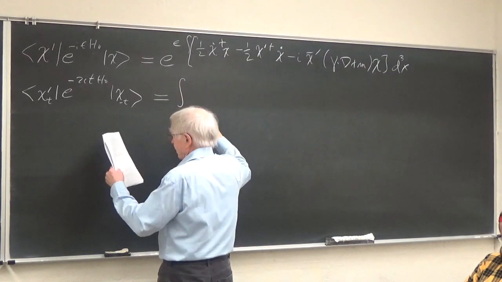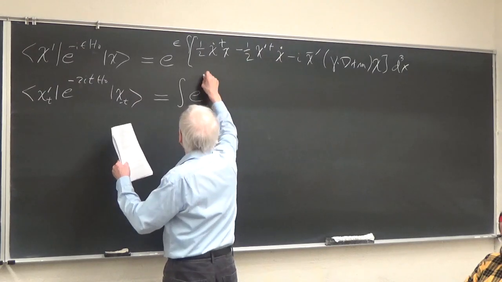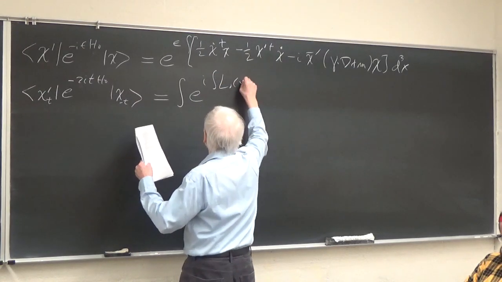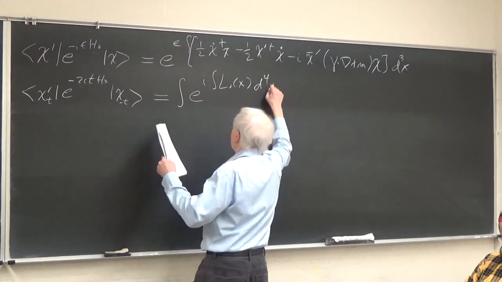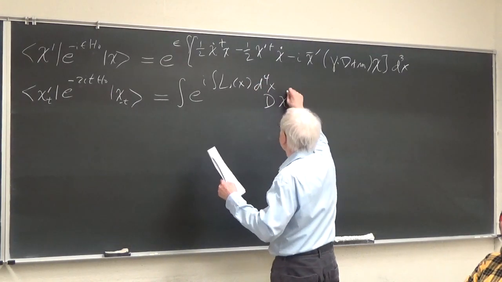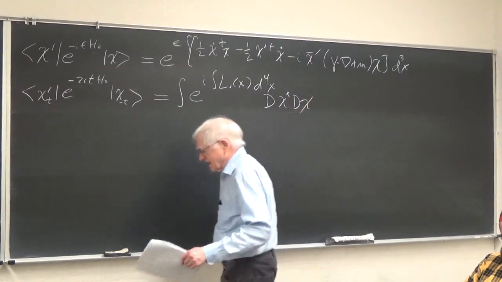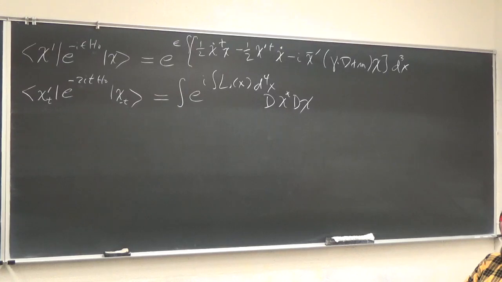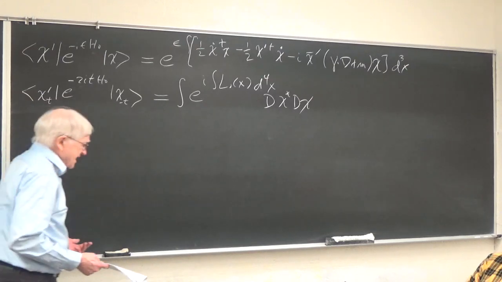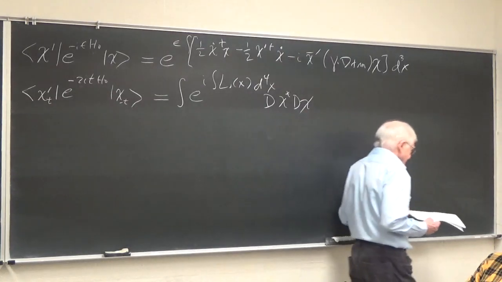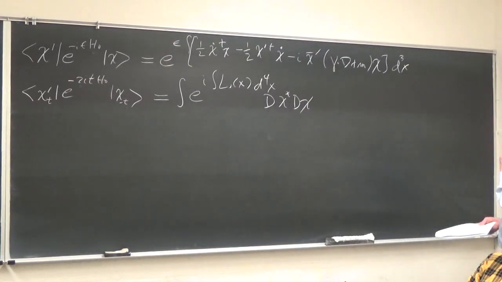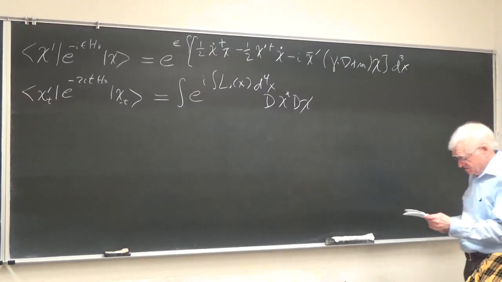And following these steps, what we get is that this is e to the i integral L0 of chi d4x d chi star d chi. In other words, for any quadratic Hamiltonian, we wind up with exactly the same, formally the same expression as we had with ordinary bosonic field theories.